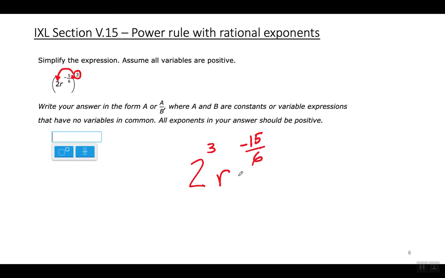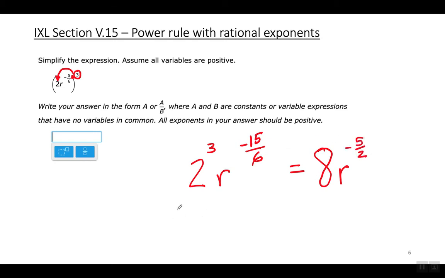Now there's still a little bit more. We're almost done, but I still got to simplify a couple things. 2 to the third power, I could simplify. 2 to the third power is 8. Now this r, this fraction that it has in the exponent, I could simplify it by dividing the top and the bottom by 3 to get negative 5 over 2.